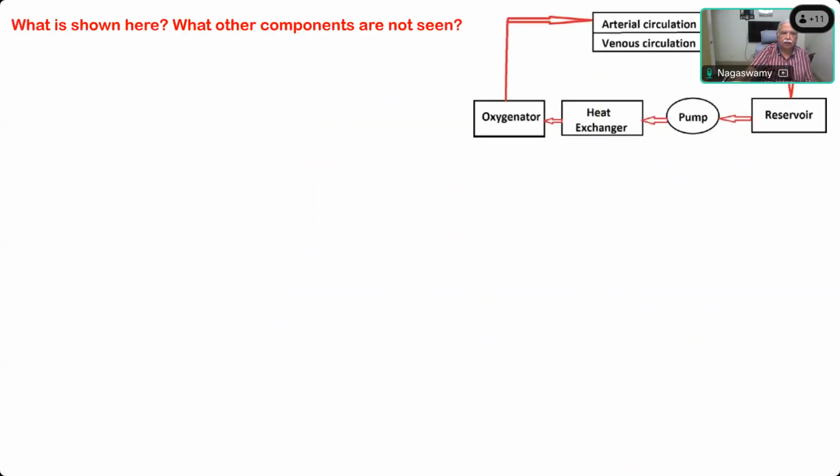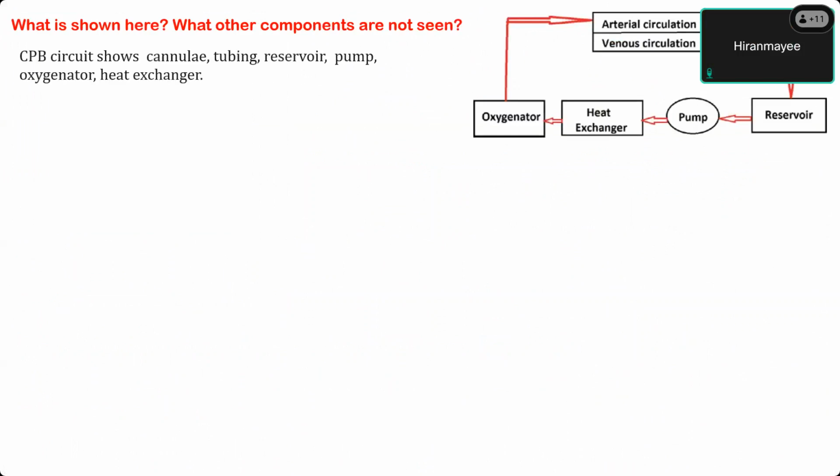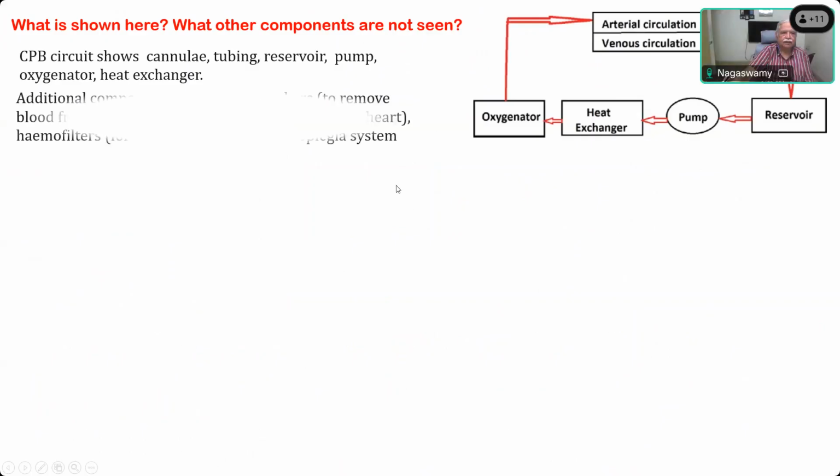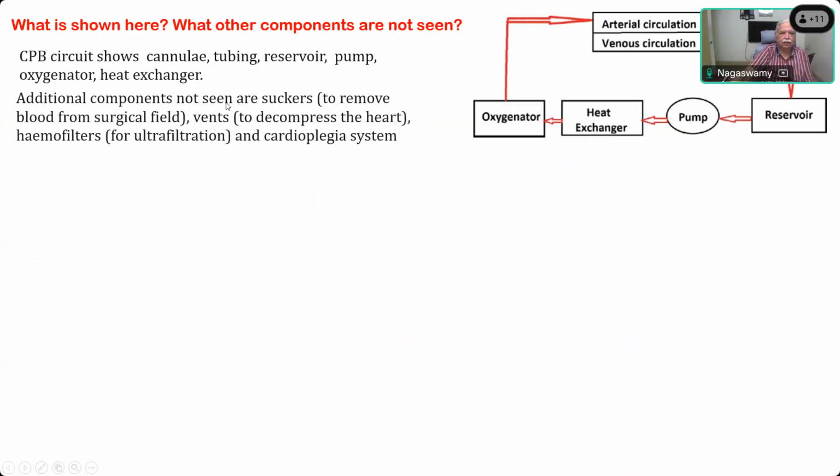What is shown here? What are the other components that are not seen here? Cardiopulmonary bypass. CPB circuit shows the cannula, tubing, reservoir, pump, oxygenator, and heat exchanger. What are the other components of this system not shown in this? Venting systems are missing. Vent system, suction. Okay, right. Additional components not shown are suckers, vents, hemofilters, and cardioplegia system.